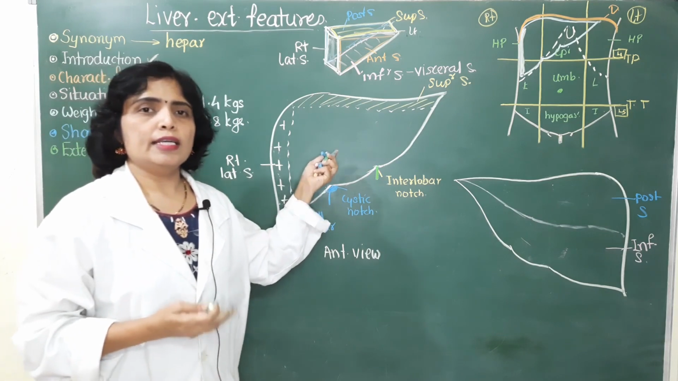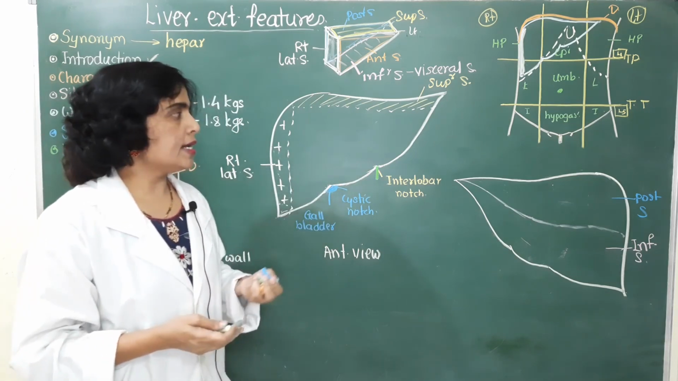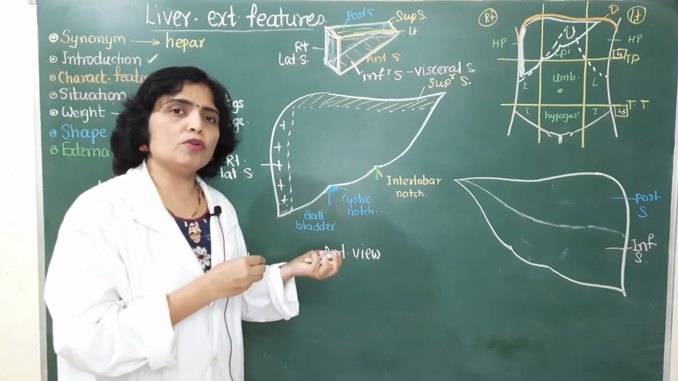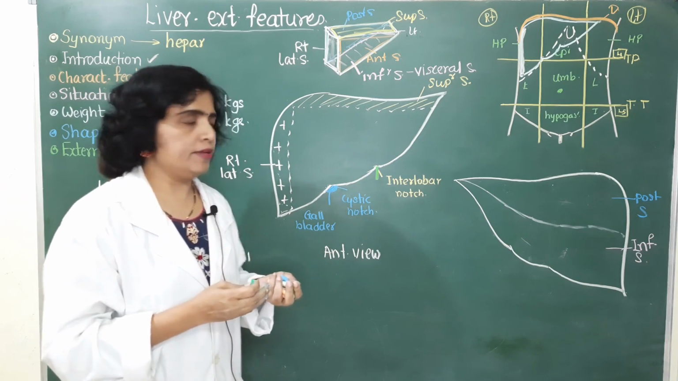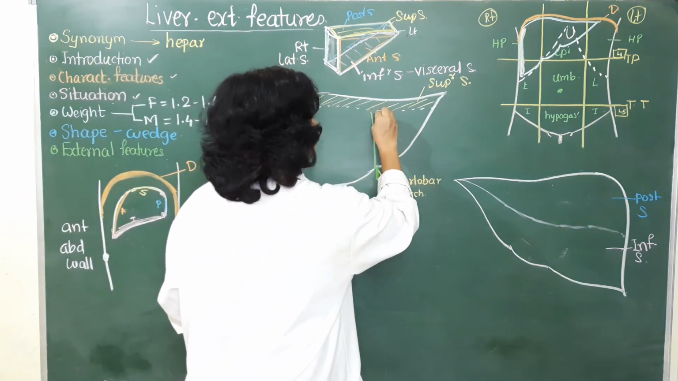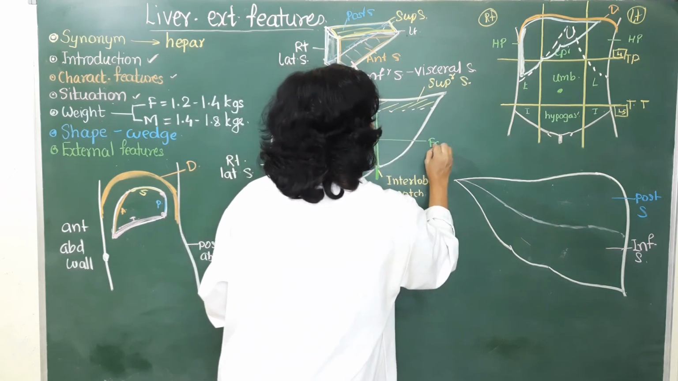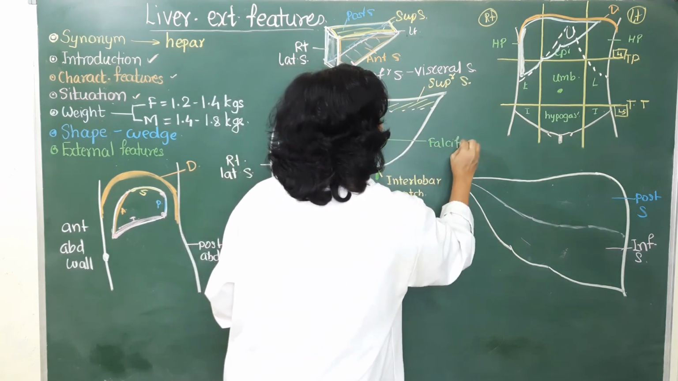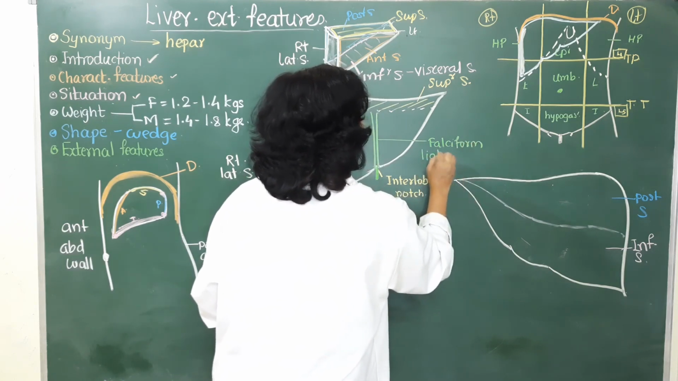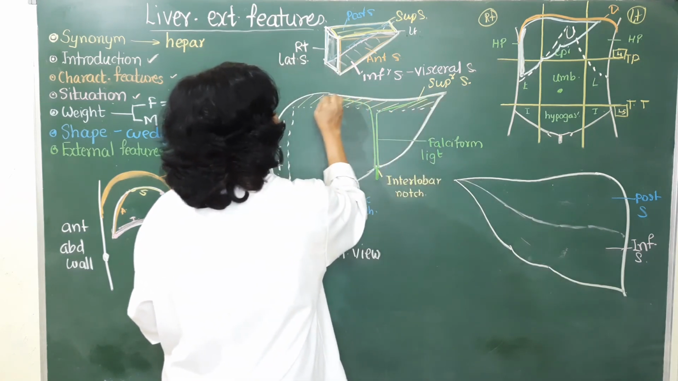The liver is divided into the right lobe and the left lobe by the attachment of the falciform ligament on the anterior surface. These lobes are the anatomical lobes of the liver. Anteriorly, you get the attachment of the falciform ligament which divides the liver into the right and left lobes. These are the anatomical lobes of the liver.